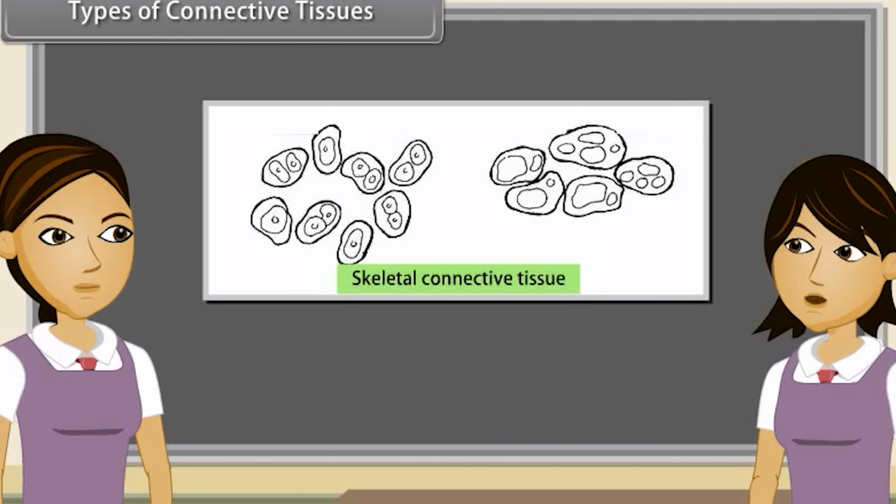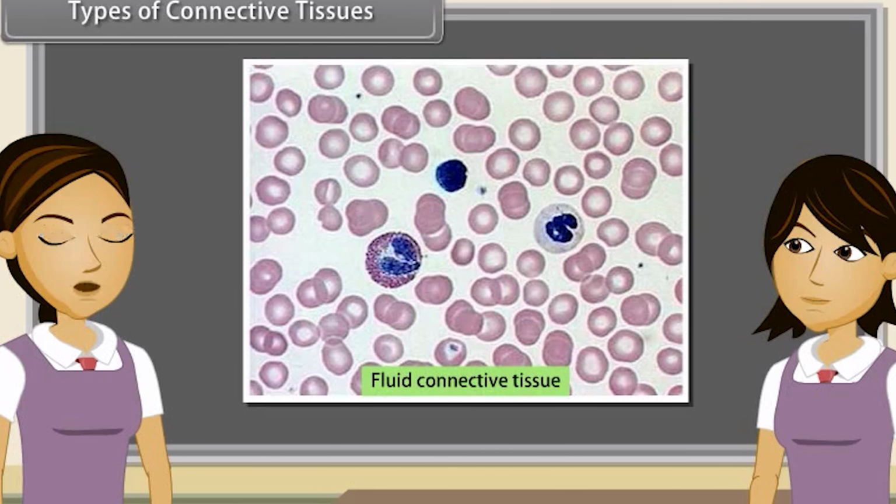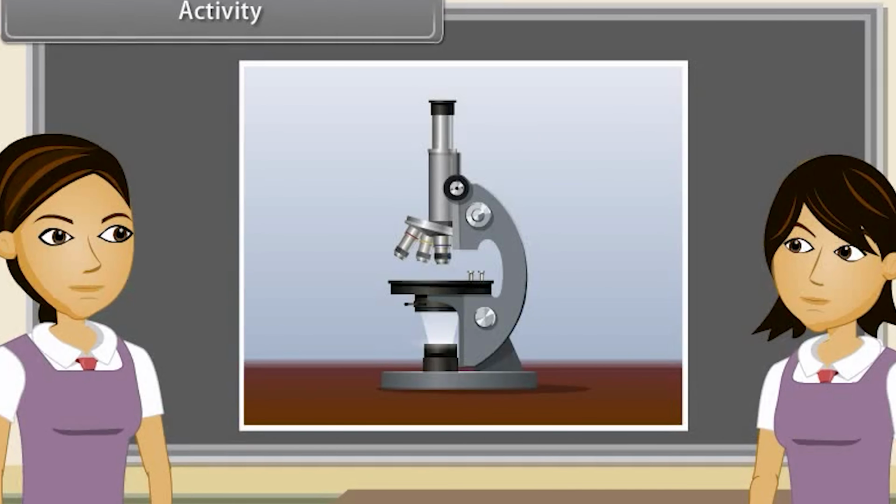Skeletal connective tissue contains cartilage and bone, which form the endoskeleton of vertebrate body. Fluid connective tissue links the different parts of the body and maintains a continuity in the body. It includes blood and lymph.